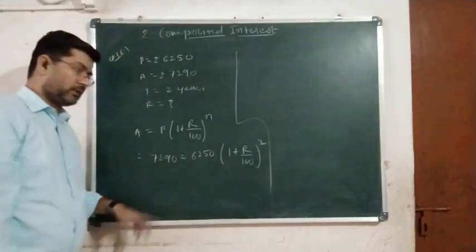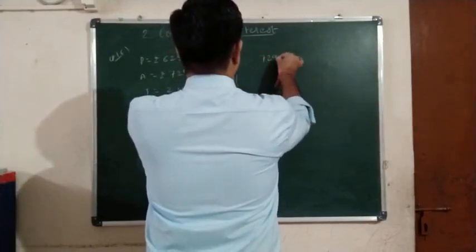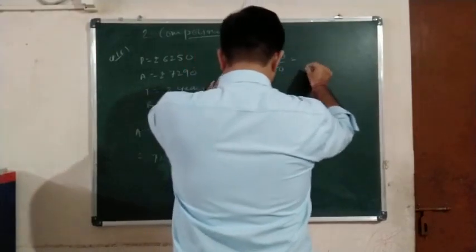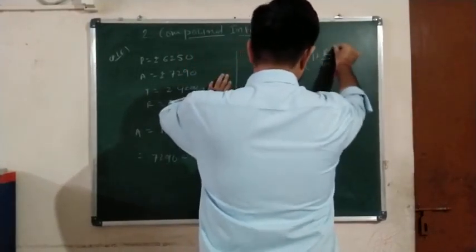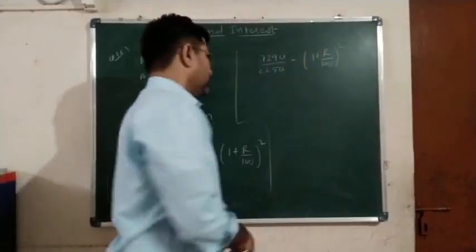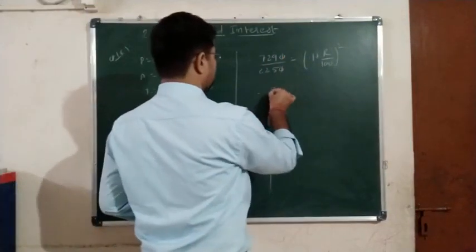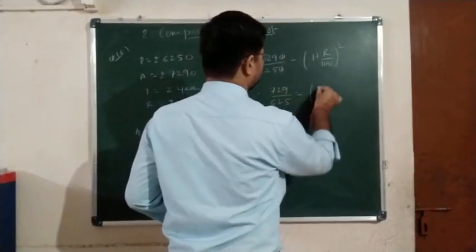6250 will go in the denominator on the left side. Therefore, 7290 upon 6250 is equal to, this bracket will remain as it is, no change. This side we can reduce, we can cut this 1 0, so we will get 729 upon 625.